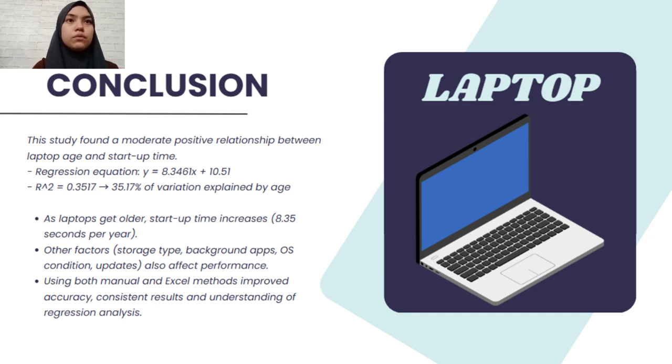35.17% of the variation in startup time can be explained by laptop age alone. This means that while older laptops tend to start more slowly, other factors such as storage type, background applications, operating system conditions, and system updates also play important roles. By using both manual and Excel-based calculations, we were able to verify the consistency of our results and strengthen our understanding of regression analysis.